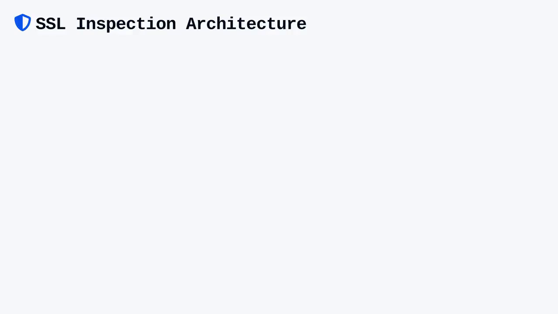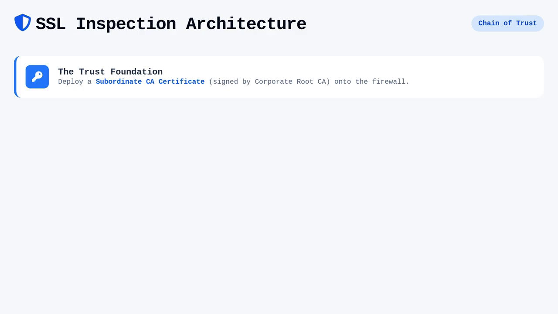The architecture of this solution relies on the firewall having a chain of trust that the internal end-user devices respect and recognize. You must deploy a subordinate certificate authority certificate signed by your corporate internal root CA onto the firewall to perform this dynamic re-signing of certificates.